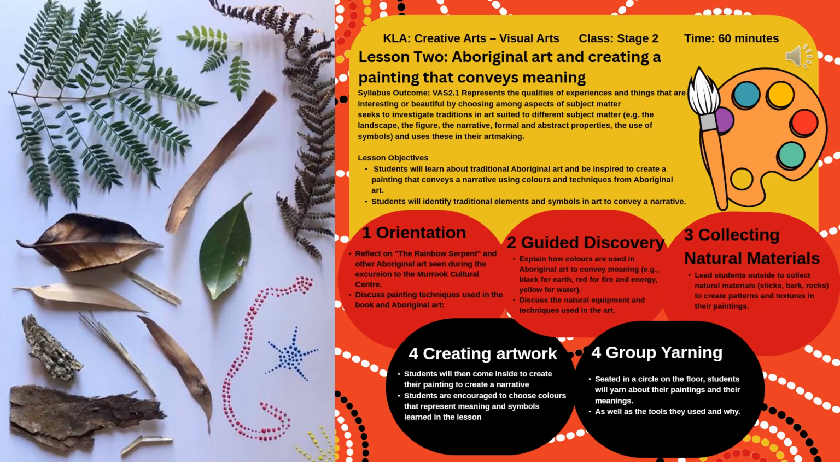The second lesson will be for creative arts, visual arts. The syllabus outcome will be represents the qualities of experiences and things that are interesting or beautiful by choosing among aspects of subject matter, with focus on seeking to investigate traditions in art suited to different subject matter. And we will be focusing on the use of symbols and their uses in their art making.